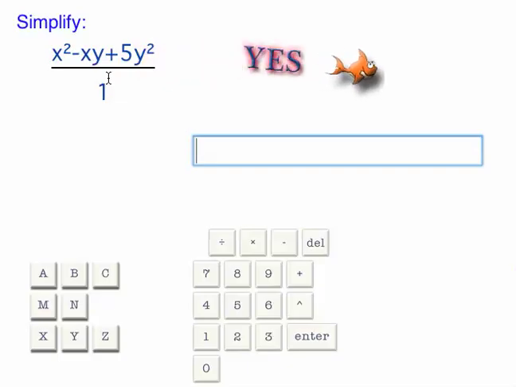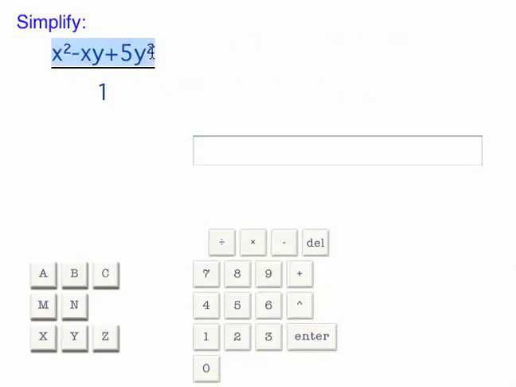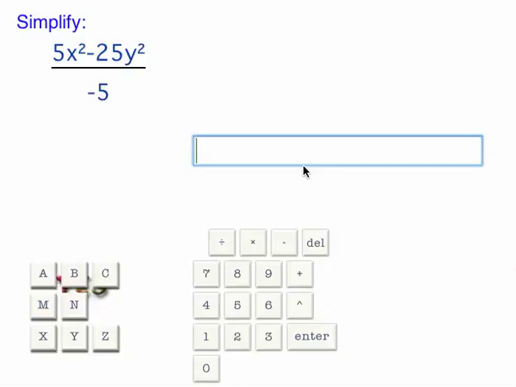Okay, well this one's pretty easy. We're just going to, 1 goes into x squared minus xy plus 5y squared. Goes in exactly that many times.